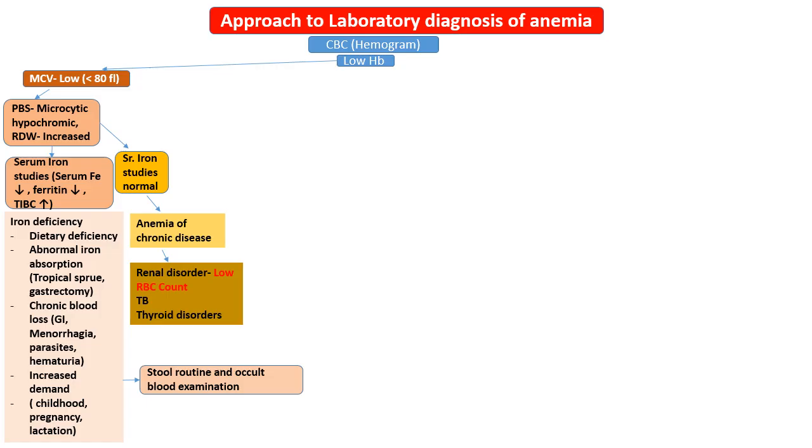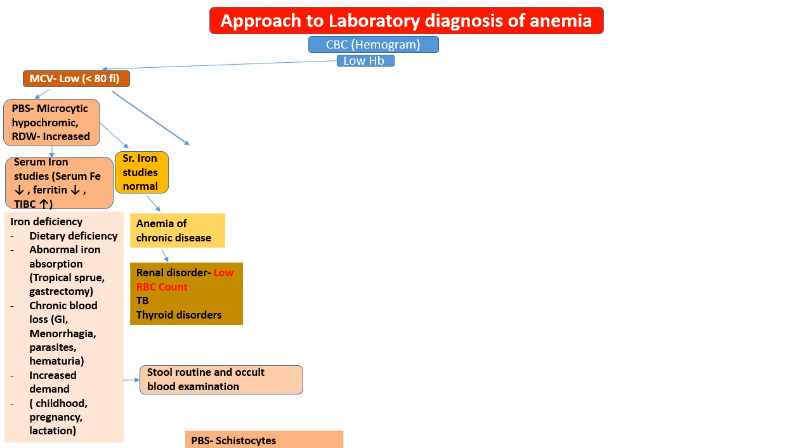The RBC count will be low in chronic renal disorders. For tuberculosis, the tests which we have to advise next are CB-NAT or culture sensitivity or PCR studies. For thyroid disorders, we have to advise thyroid profile test.